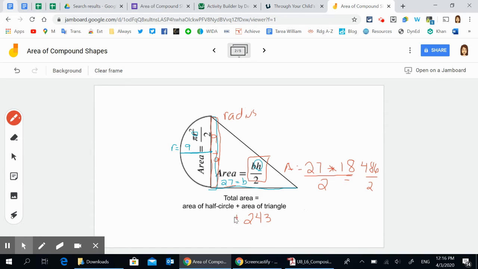Now, I need to calculate the area of the half circle. The area for a circle is pi r squared. So if it is half a circle, I will then divide by 2. So let me write my formula up here. Pi r squared divided by 2. r is 9. So pi times 9 squared divided by 2.